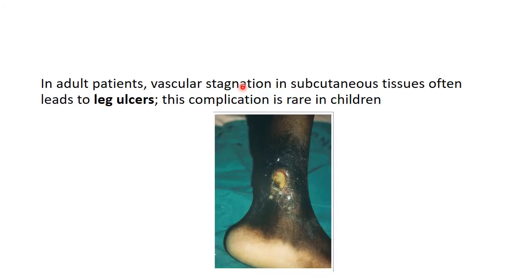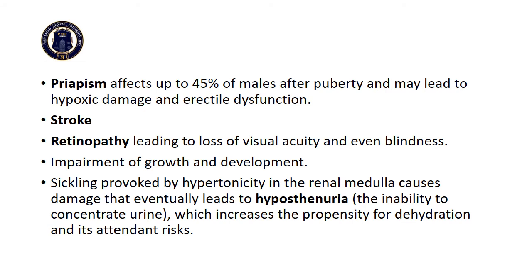In adult patients, vascular stagnation in subcutaneous tissue often leads to leg ulcers. This complication is rare in children. Other complications are priapism, which affects up to 45% of males after puberty, and it will lead to hypoxic damage and erectile dysfunction.